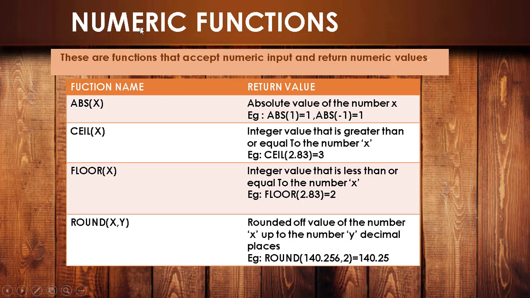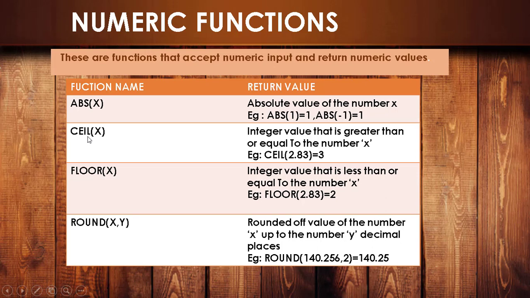There are different kinds of numeric functions like ABS(x), CEIL(x), FLOOR(x), and ROUND(x, y). ABS(x) returns the absolute value of number x. If the x value is a positive number, it will return a positive number. If the x value is a negative number, it will return a positive number. The absolute means it returns a positive value. That is, ABS(1) is equal to 1, since it's already a positive number, it returns the same positive number. ABS(-1) is a negative number here, it returns a positive number.